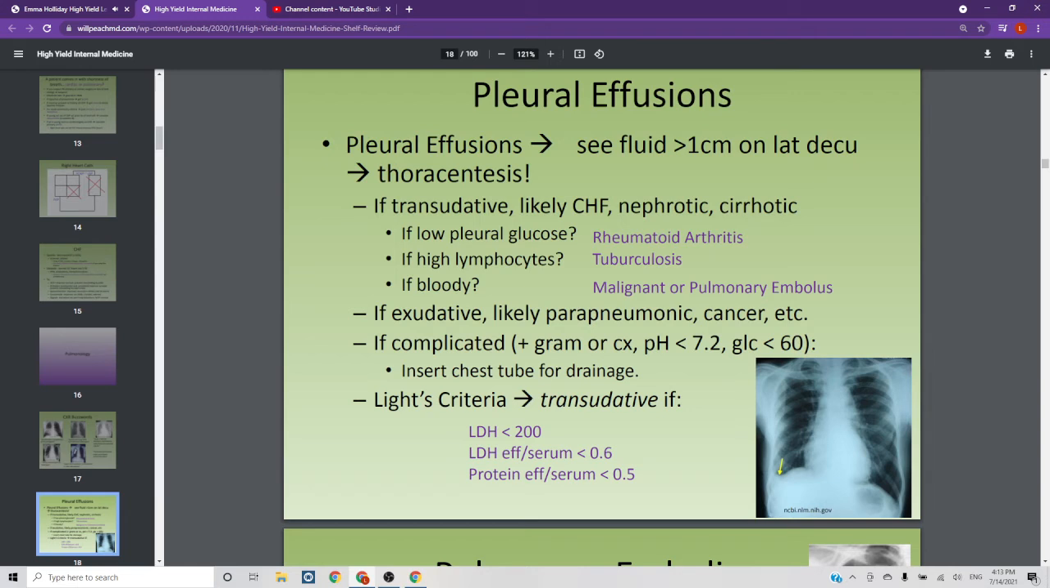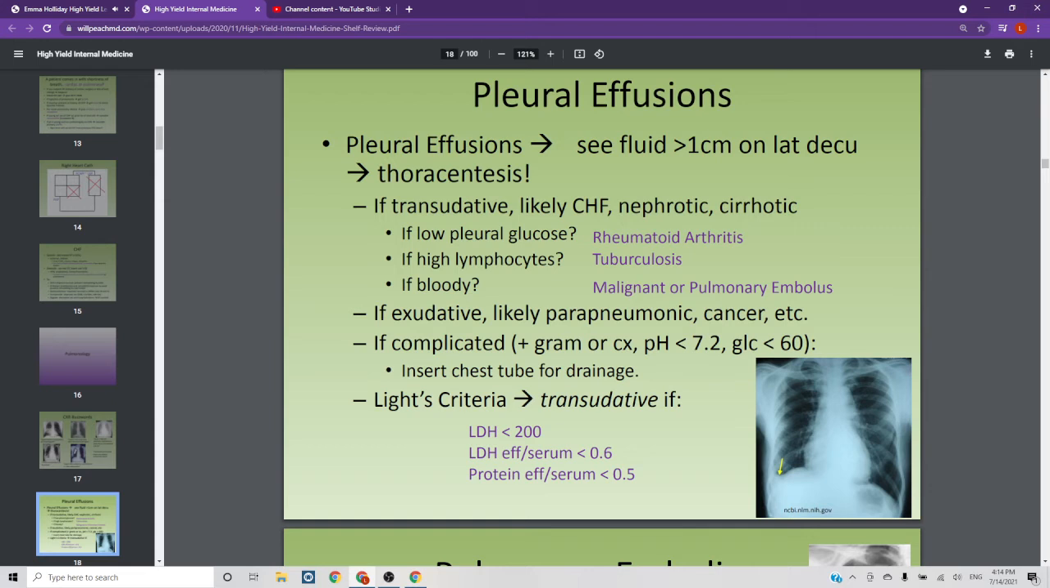Oh, complicated more is a term I've heard to describe exudative. I was thinking of rheumatoid arthritis, because in RA there's lots of white blood cells, right? It's an autoimmune disease. There's lots of white blood cells around, lots of inflammation. Those white blood cells eat up glucose just like bacteria. So if you're thinking low glucose and exudative, that's a bug. If you're thinking low glucose and transudative, that's RA.